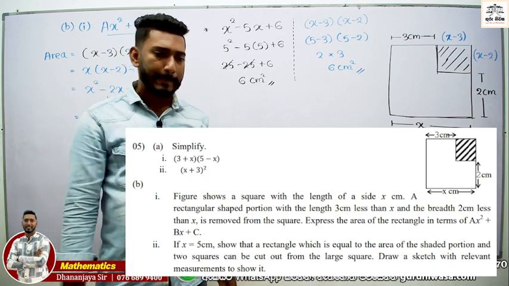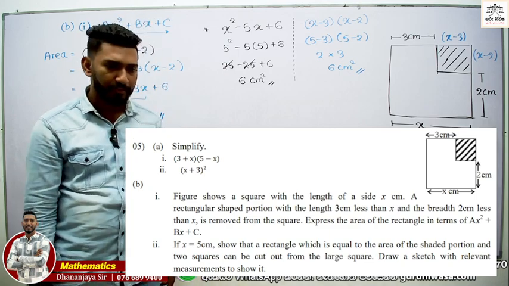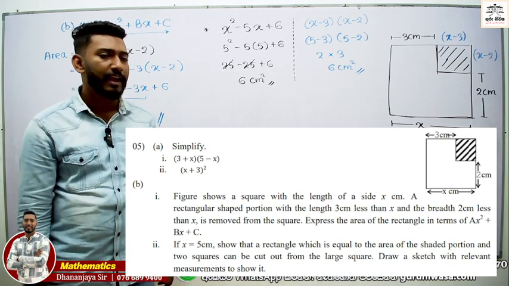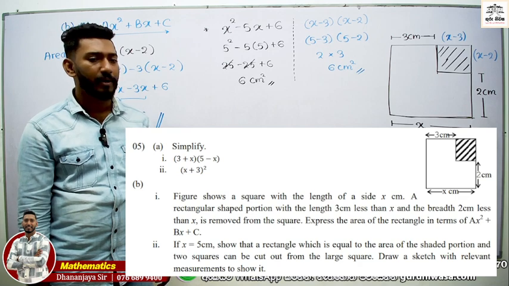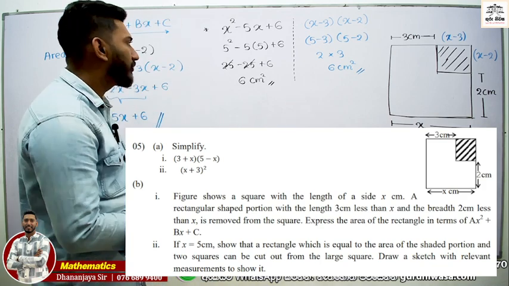And the shaded portion. There we say that two squares can be cut out from the large square. The large square is the one with area 25.